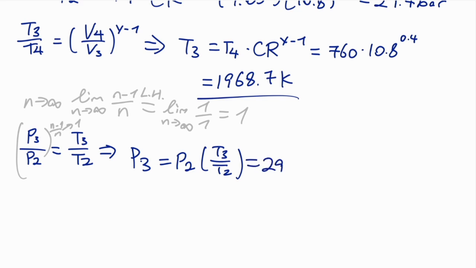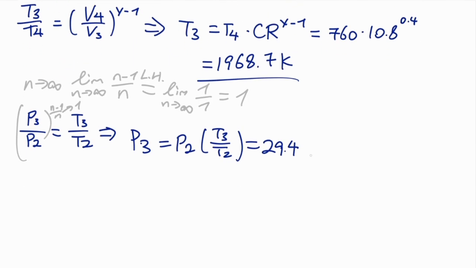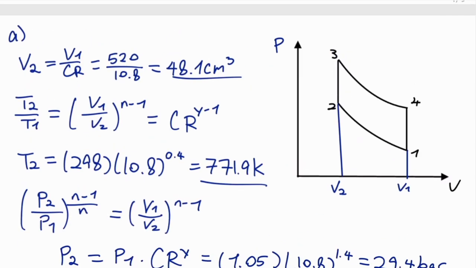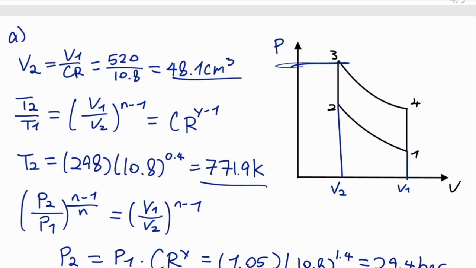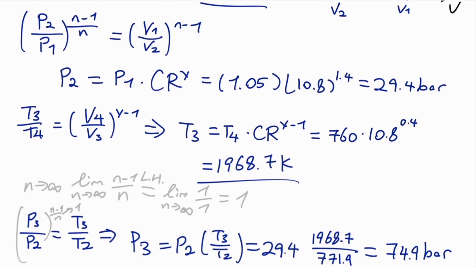So this is 29.4, solved number from above, times 1968.7, directly copied from above, and T2 is also solved, 771.9. As you see, it's three numbers from above. Try not to get anything wrong, because then this number will not be even close. 74.9 bars, is this the largest pressure we expect? Yes. Look at the graph, it's the highest point, right? So this has to be the largest pressure, which it is.